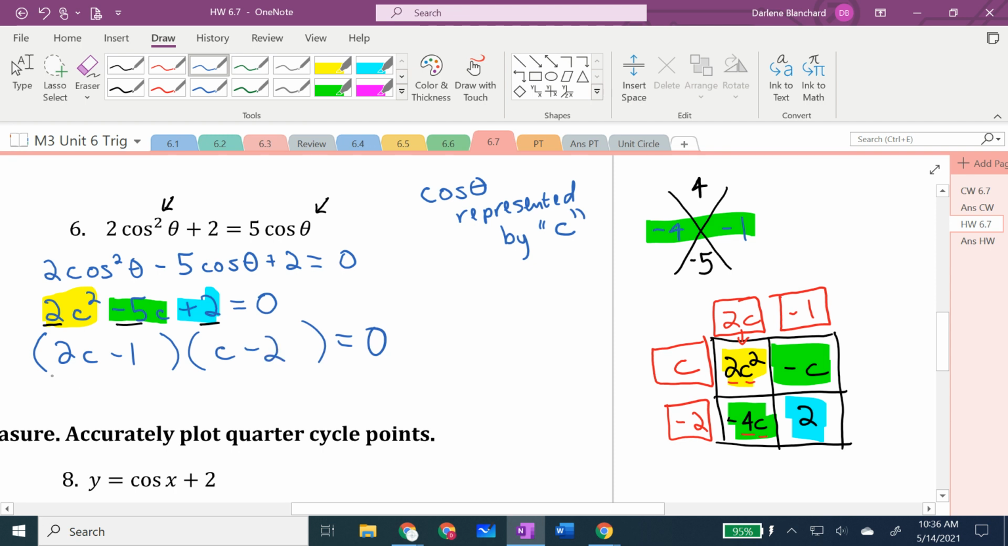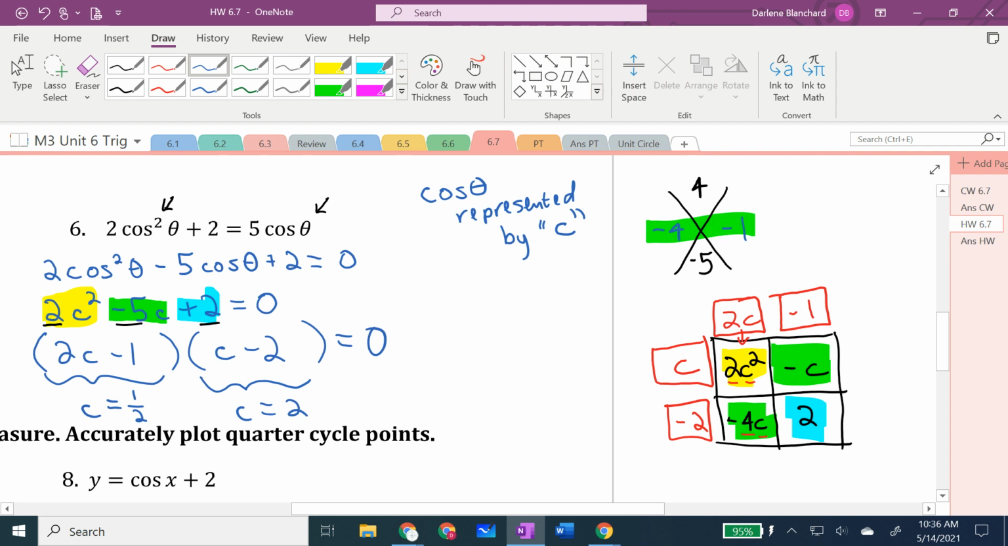Now, solving for each factor equal to 0, this factor will give me an answer of 1/2. This factor will give me an answer of 2. So I've gone through all the algebra work, and now I'm ready. I've got the algebra answers.